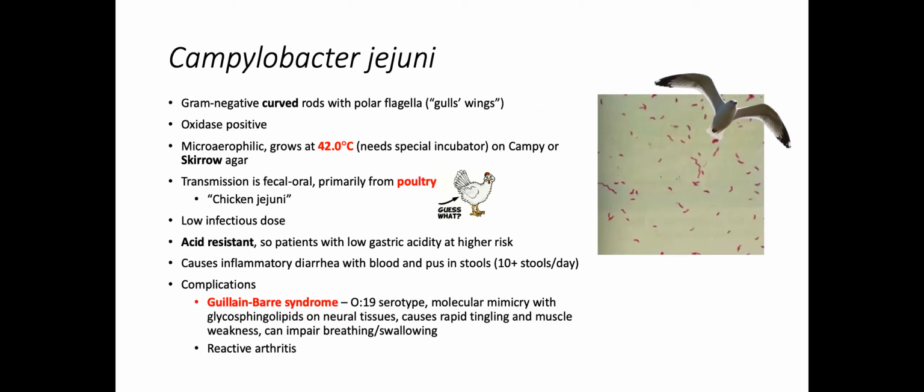Campylobacter jejuni is a gram-negative curved rod with a polar flagella. So it kind of looks like gull wings. So it's got that seagull appearance, and you can see it in the picture. It's oxidase positive, microaerophilic. It grows at about 42 degrees Celsius on a Campy or Skirrow agar. Transmission is fecal-oral, primarily from poultry.